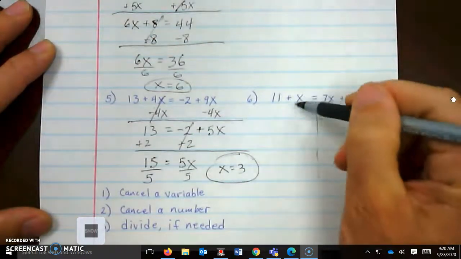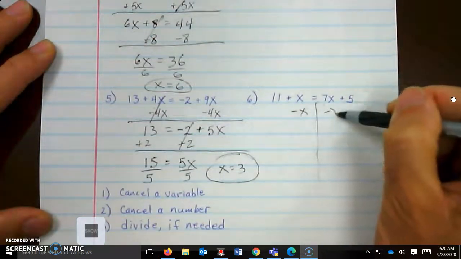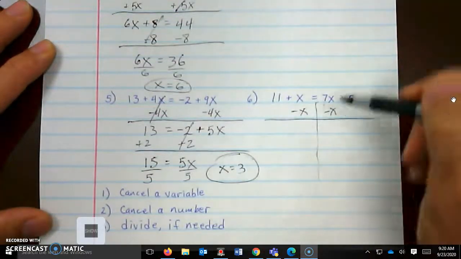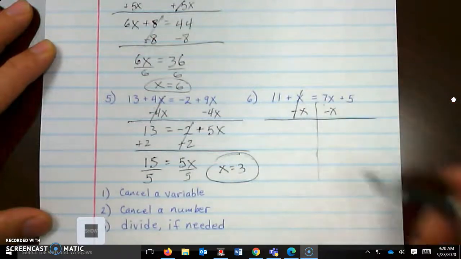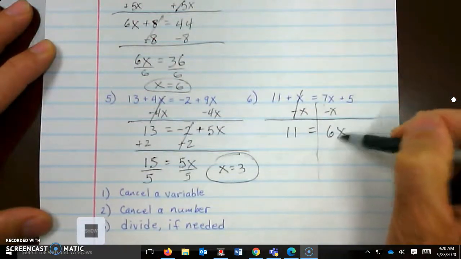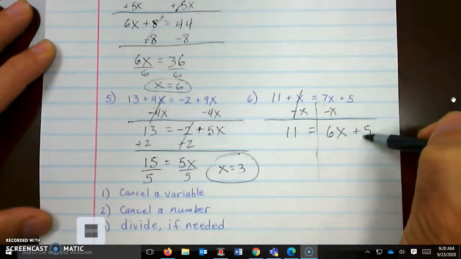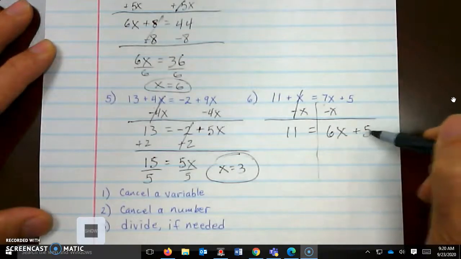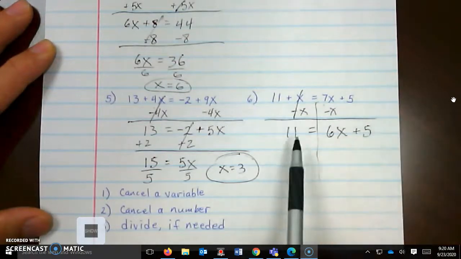And last one. 1x, 7x. I'm going to cancel the 1x. I always start by canceling one of these x terms, or variable terms. It might not be x. Gone. Here comes 11. 7 minus 1 is 6. Bring down your plus 5. If I have my x on the right, I want my numbers on the left. So again, cancel this.